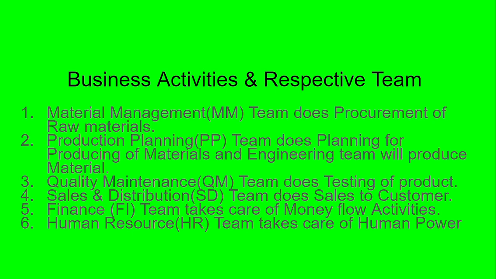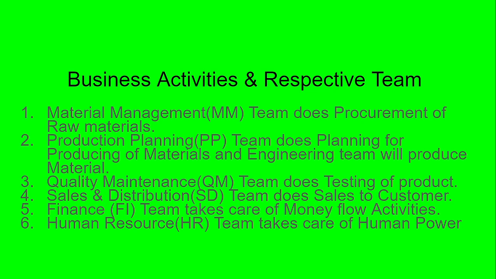Next, for these business activities, what are the respective teams in SAP? Firstly, in SAP, the MM team is there, which will procure raw material from the vendors or suppliers. After procuring raw materials, the PP team will come into the picture. SAP PP team, production planning team. What will they do? They will plan how much material we have to produce. According to that, the engineering team or manufacturing team will produce the materials.